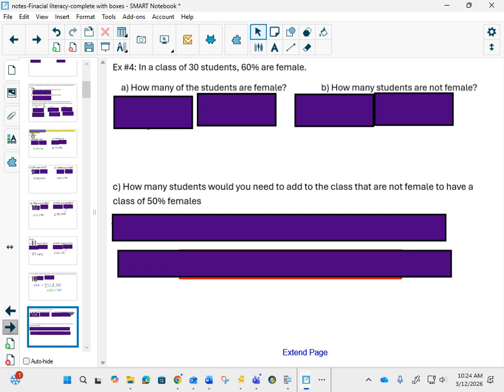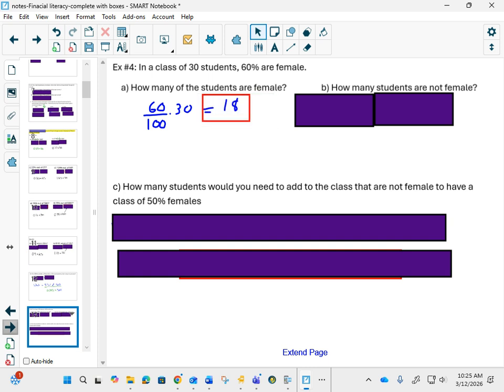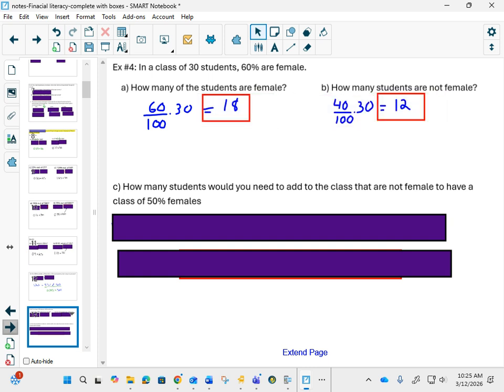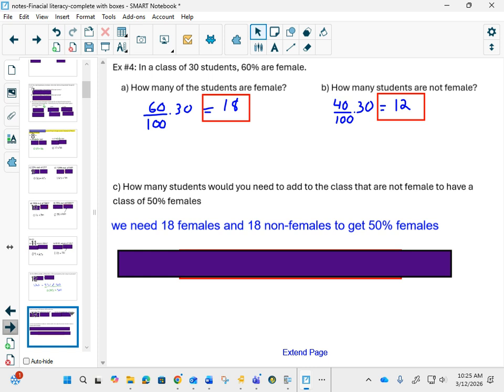So 60%, change that to a decimal by dividing by 100, multiply by 30, and you should get 18. That means there are 12 that are not female. You want 50% female. How many do you have to add to this so that it's 50-50, exactly the same? 6. You have to add 6.